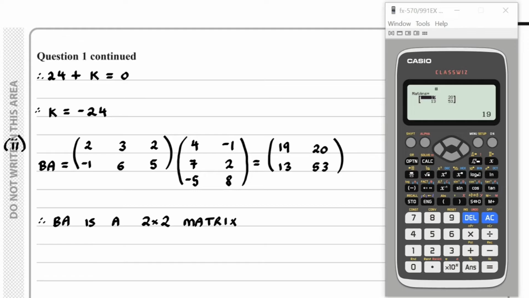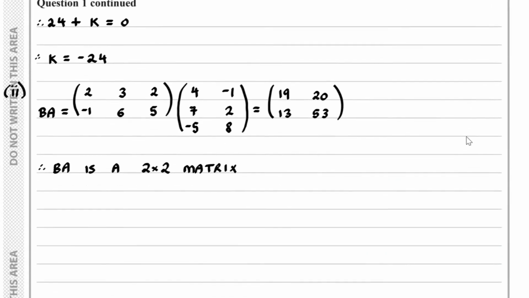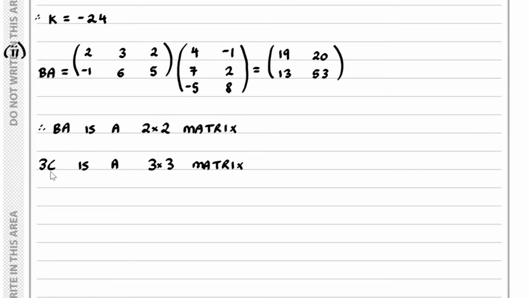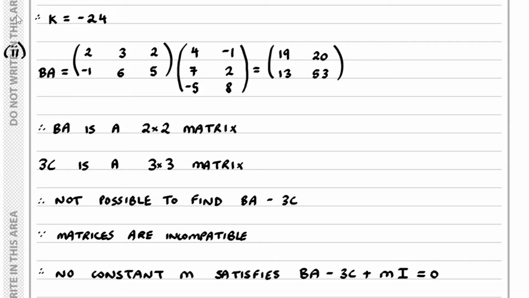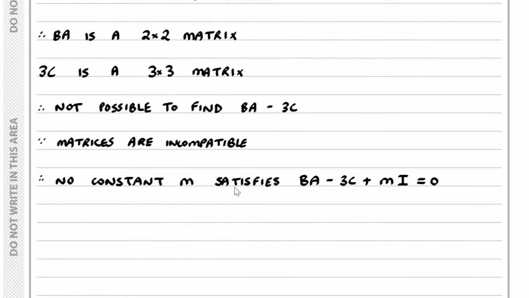So what we see then is that BA is a 2 by 2 matrix. Now 3C is a 3 by 3 matrix, we saw that before, and so it's not possible to find BA subtract 3C, and that's because the matrices are incompatible. We've got a 2 by 2 subtract a 3 by 3, that's impossible to work out, and so therefore there's no constant m which satisfies BA subtract 3C plus mI equals 0.